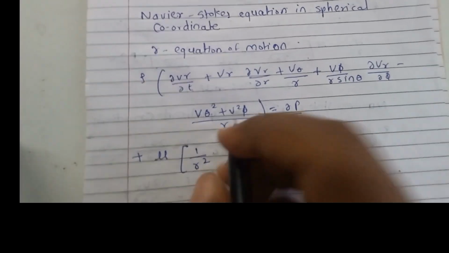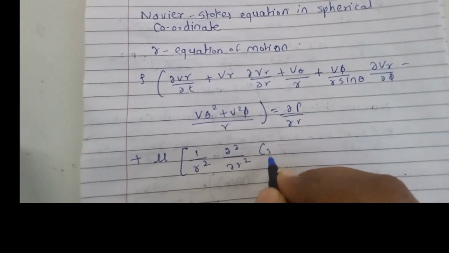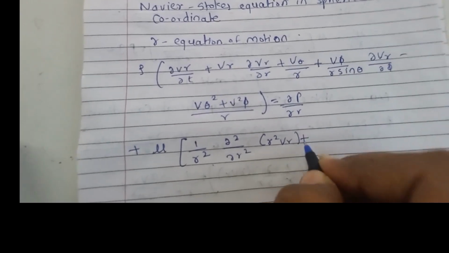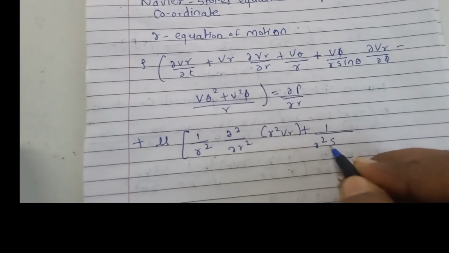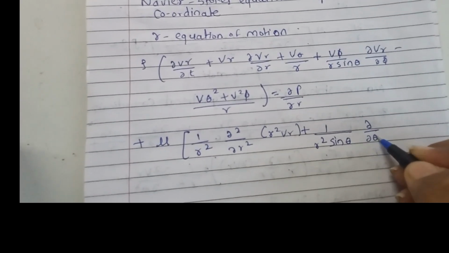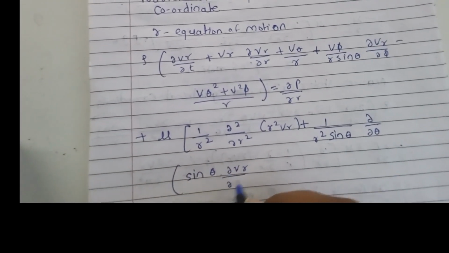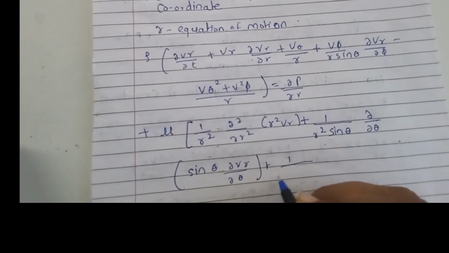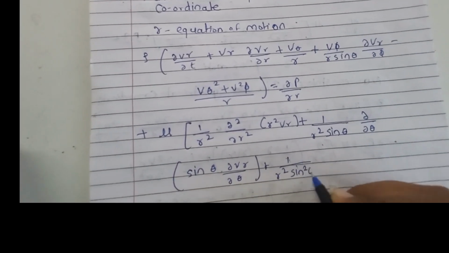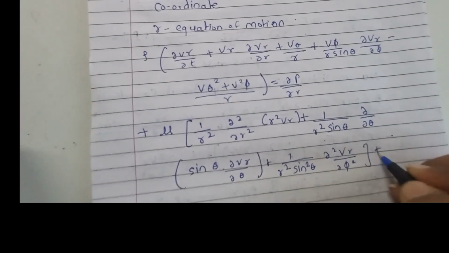plus mu into whole bracket 1 upon r square into del square upon del r square into r square into Vr plus 1 upon r square sin theta into del by del theta plus bracket sin theta into del Vr upon del theta plus 1 upon r square sin square theta into del square Vr upon del square phi plus rho gr, that is the r equation of motion.